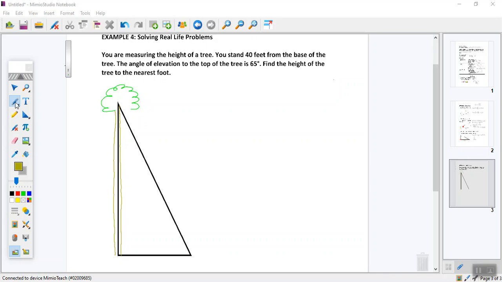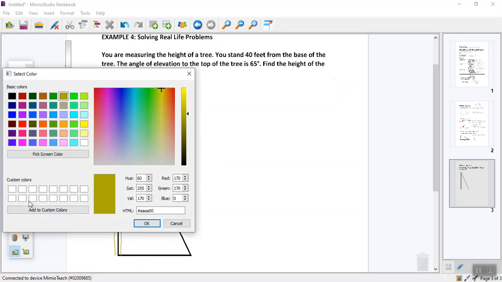Says you stand what, kids? 40 feet. So what they're saying is this: this is where the base of the tree is at the ground. You're standing how far away from it? So you're standing pretty much right here, right? Okay, I'll draw a stick person because that's the only kind of person I know how to draw.